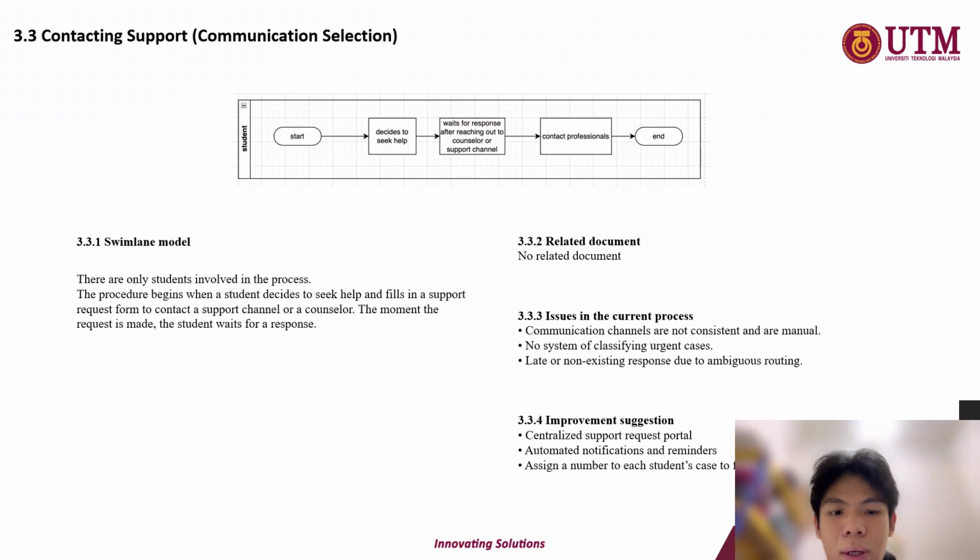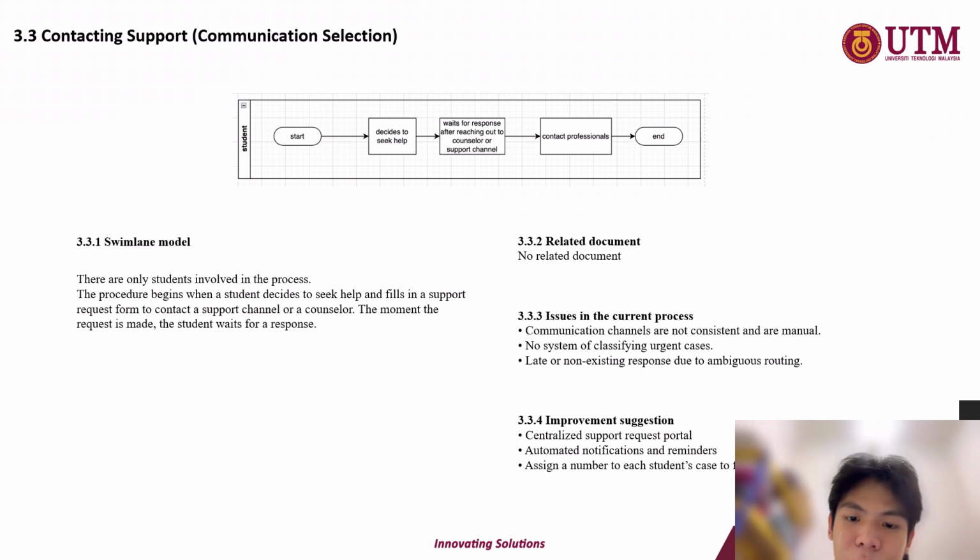Okay, now I'm going to talk about 3.3, contacting support, where, similar to the previous model, only students are involved in this process. The process begins with a student deciding to seek help and filling out a support request form to contact a support channel or a counselor. The moment the request is made, the student waits for a response. No related document in this process.